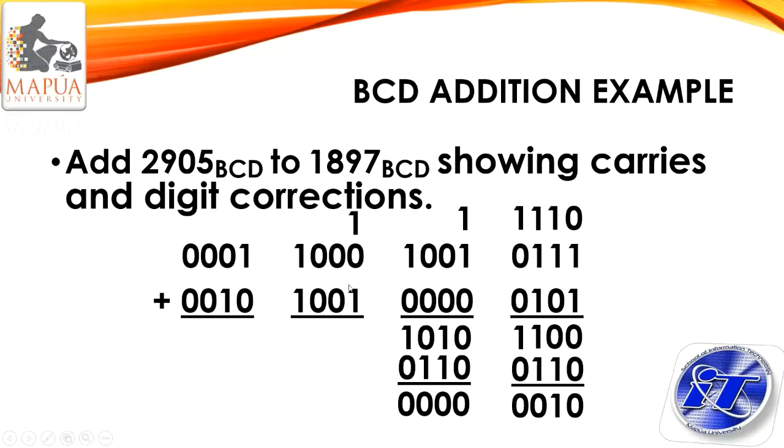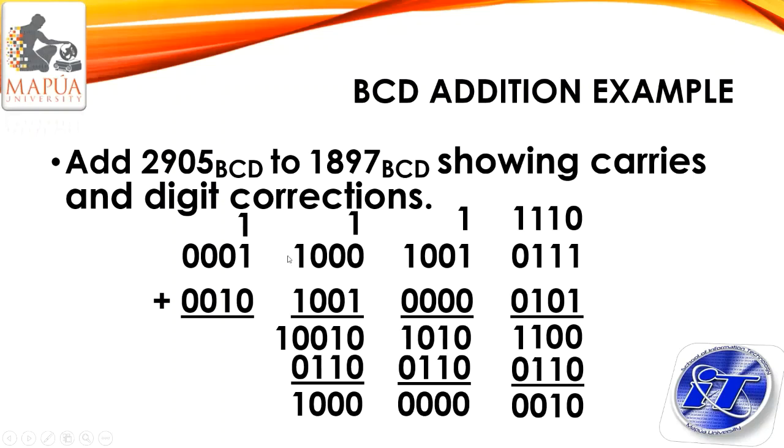Then add these three numbers, 1 plus 1, 0, 0, 0, plus 1, 0, 0, 1. The result will be 5 bits. Definitely, this is bigger than 9, so we exceed the 4 bits. So the fifth bit will be added to the next higher position. But before you carry the fifth position, add 6 first. Don't forget that. So the result will be 1, 0, 0, 0. Now we can carry this one to the next higher position.